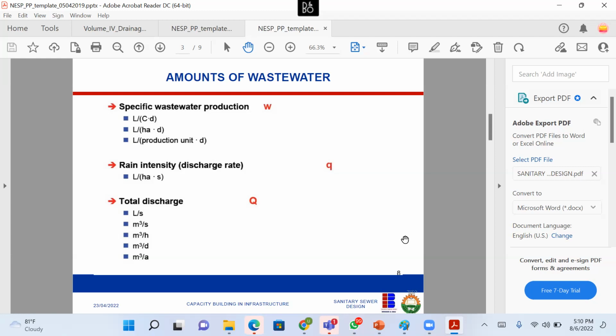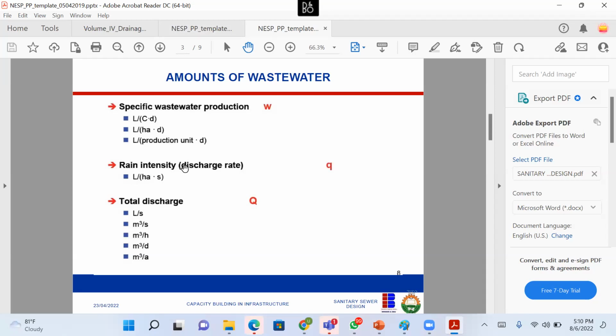Then if you're talking about industry, you're no longer talking about individual or area, you're now talking about production unit. For all production, it is the amount of wastewater generated to produce a certain amount of goods. So that increases as the product increases.